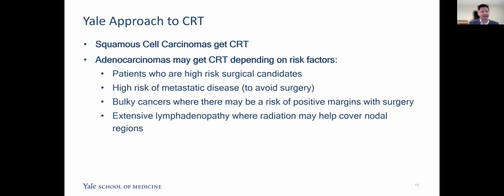certain risk factors. So patients who are at high risk, who are high-risk surgical candidates, who are maybe unlikely to ever get to surgery because of comorbidities or age or high risk of metastatic disease. These are probably patients that may be better served with chemoradiation. Bulky cancers, where there may be a risk of positive margins with surgery, and extensive lymphadenopathy, where radiation may help to cover the nodal basins.